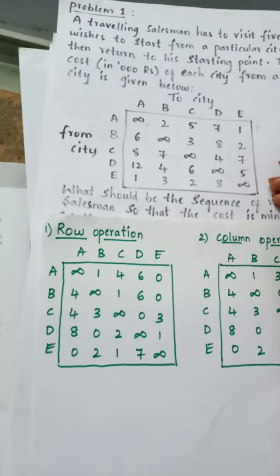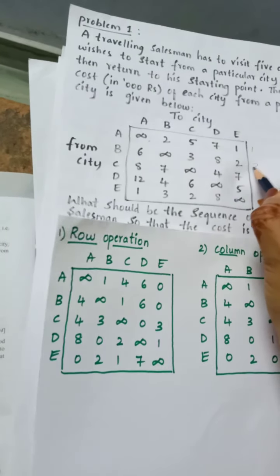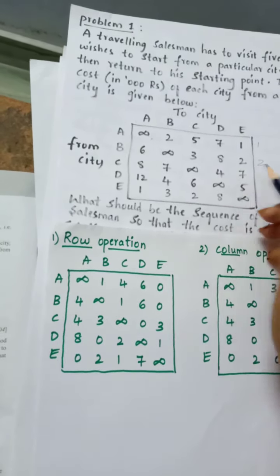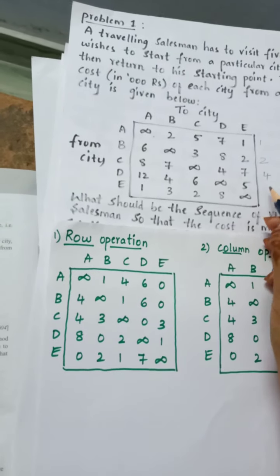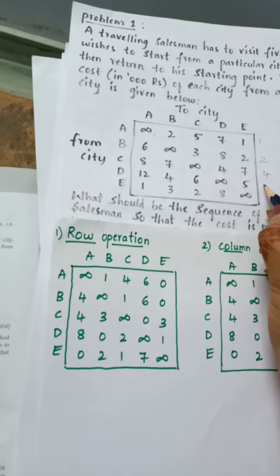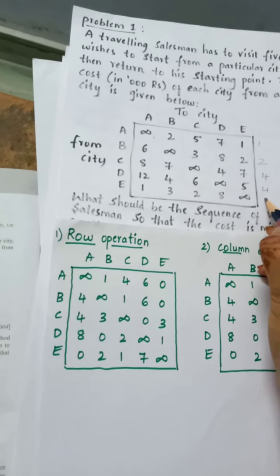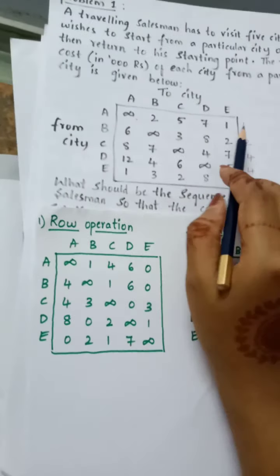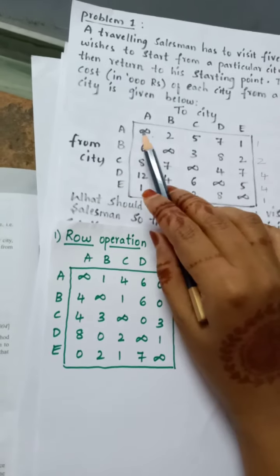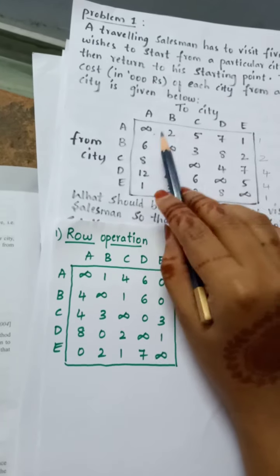By taking the first row, students, the minimum value here is 1. In the second row, the minimum value is 2. In the third row, the minimum value is 4. In the fourth row, the minimum value is 4. Next here the minimum value is 1. The row operation is done by subtracting the minimum value from the remaining elements in that particular row.